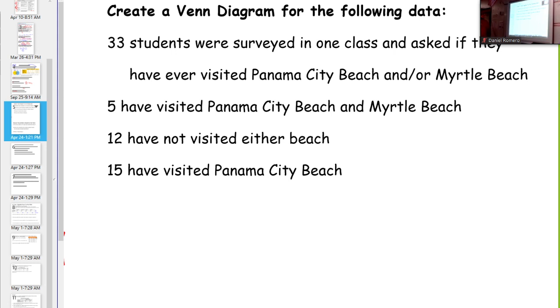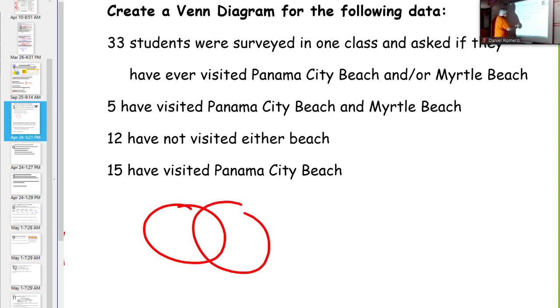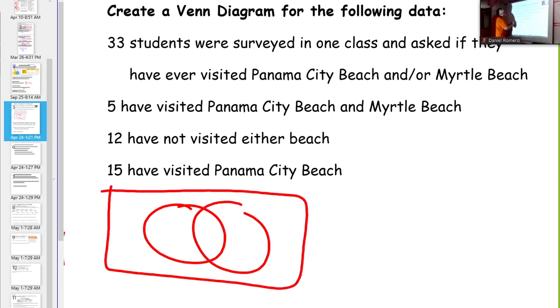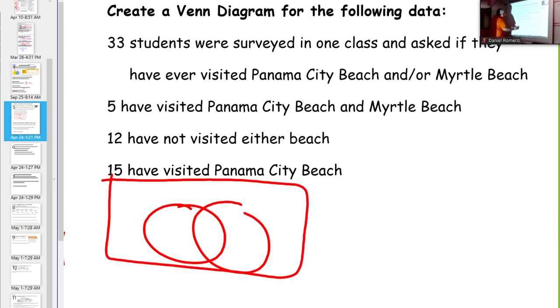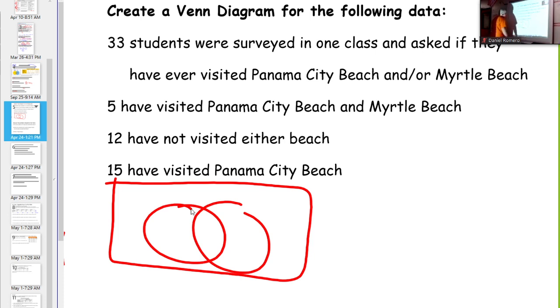Create a Venn diagram for the following data. 33 students were surveyed in one class and asked if they ever visited Panama City Beach or Myrtle Beach. So we know our universal set is 33. I have to add up. So let's let the first one be Panama City. And 5 have visited Panama City and Myrtle Beach.